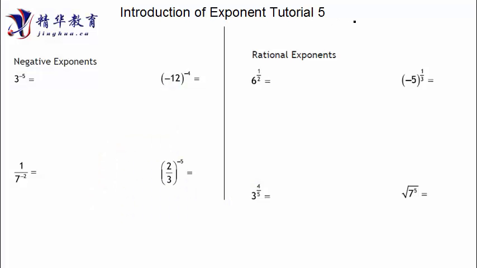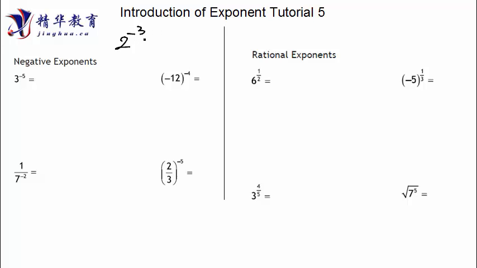I'm Steven. In this video, we're going to talk about the introduction of exponents, part 5, which is how to deal with a negative exponent and then a rational exponent. So what is a negative exponent? 2 to the power of negative 3 is a negative exponent, which means the power is a negative number. How do we deal with that?